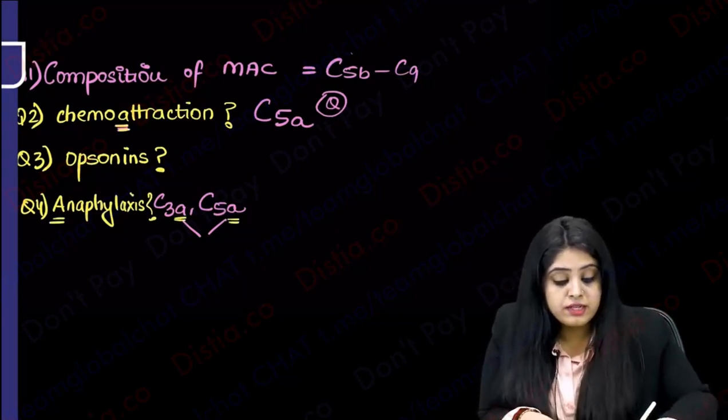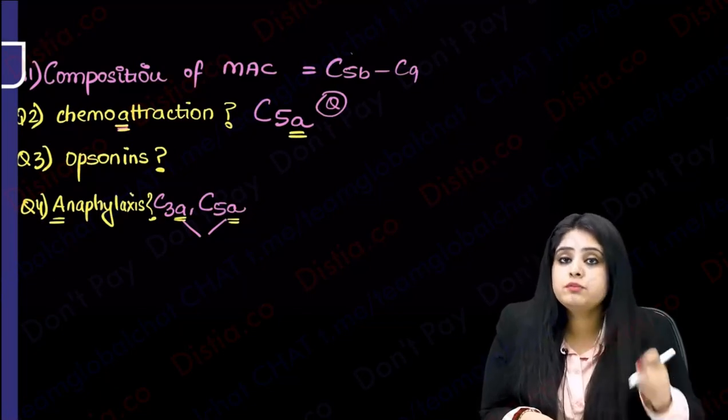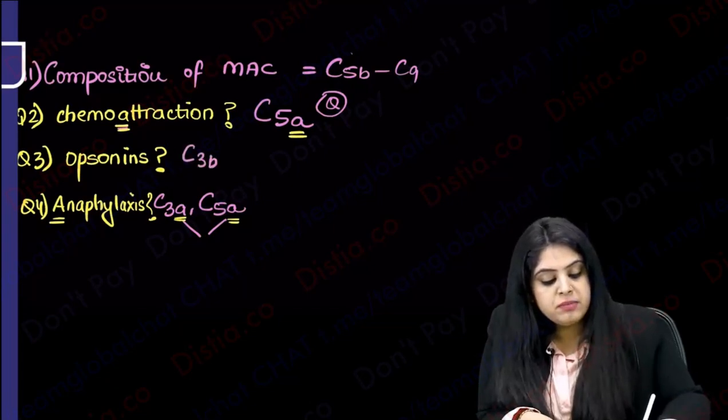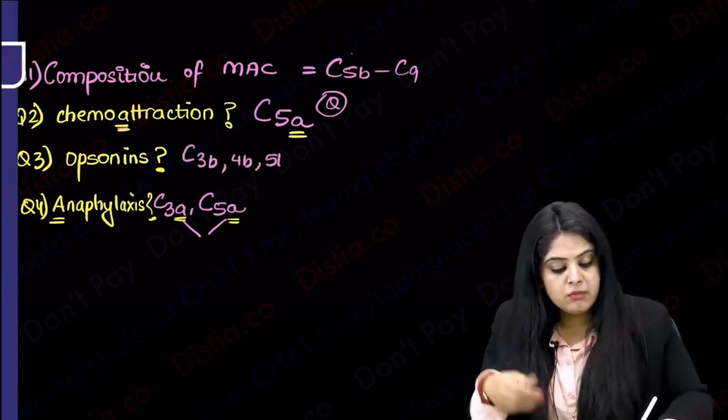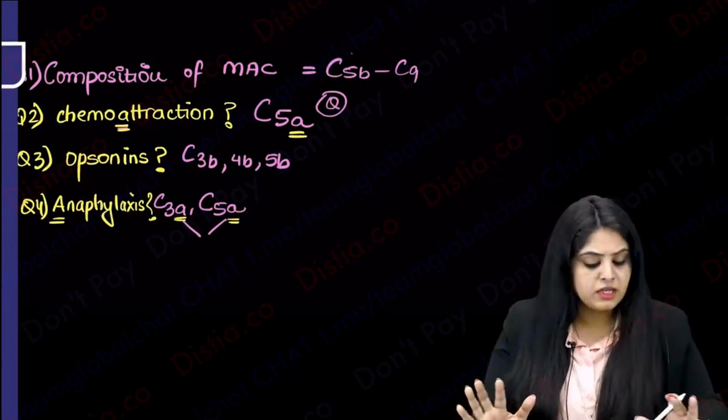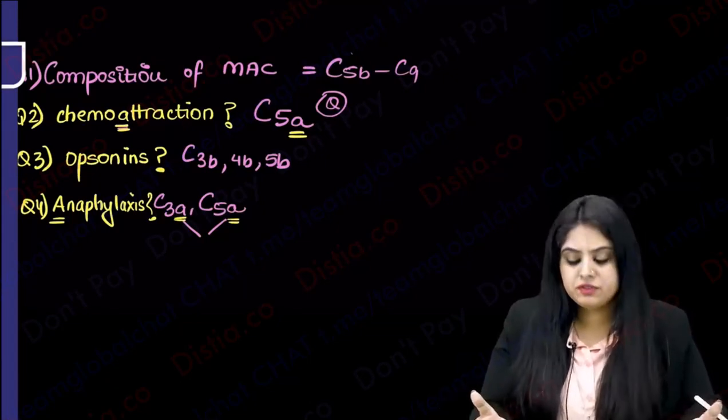So remember, all the A molecules are anaphylatoxins. All the A molecules are chemoattractants, but C5a is the most potent attractant. And all the B molecules, C3b, 4b, 5b, all the B molecules were opsonins, right? Are we clear with this basic? Nothing new that I taught you, everything from what we studied.